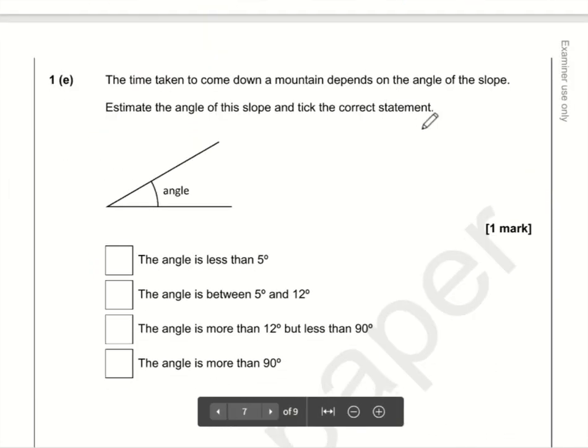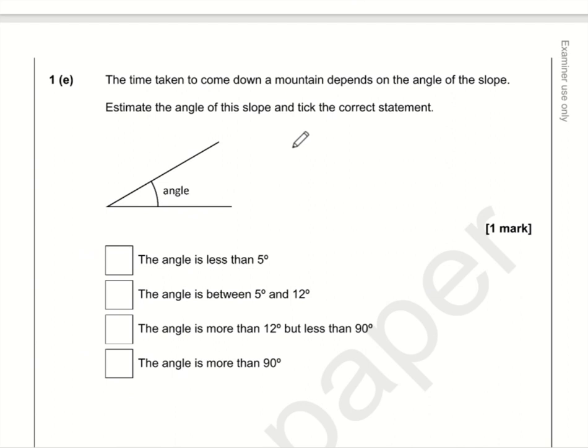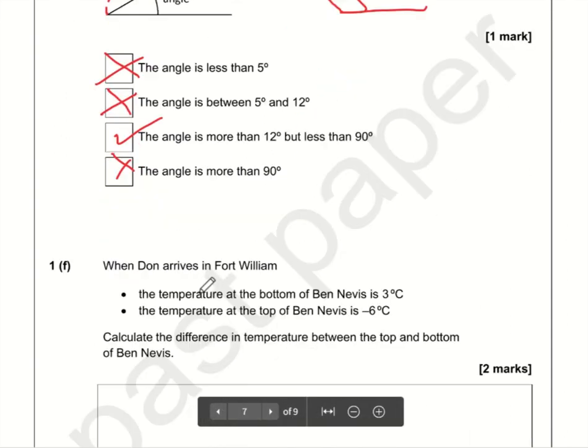Okay, so we want to estimate the angle of the slope and tick the correct statement. Is it less than 5 degrees? Well, 5 degrees, that is a really, really tiny angle, so it's definitely not less than 5. Is it between 5 and 12? Well, 12 is also very, very small. Remember that this angle here is 90, so it's going to be fairly close to 45-ish, maybe 40, 35, hard to say. So it's definitely not between 5 and 12. It's more than 12 and it's less than 90, absolutely. And it's not more than 90 degrees, because if it was more than 90 degrees, it would be an obtuse angle like so. So I'm definitely going with the third option here.